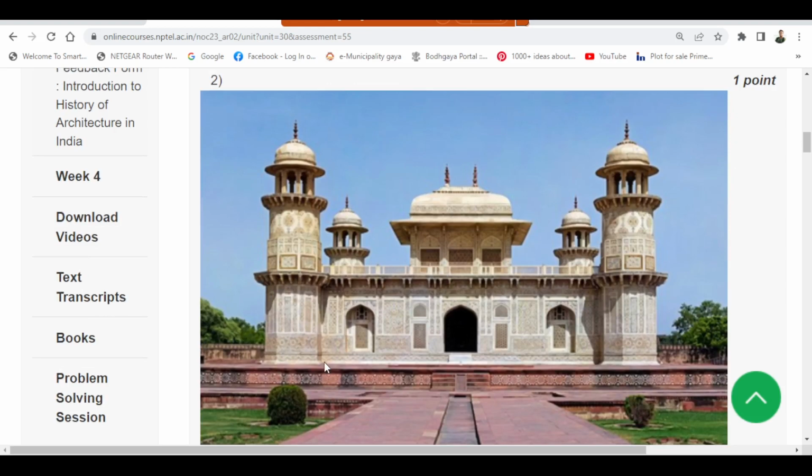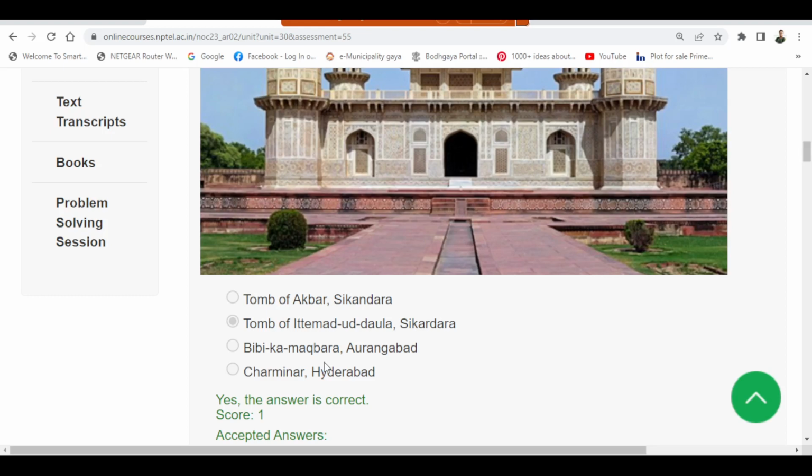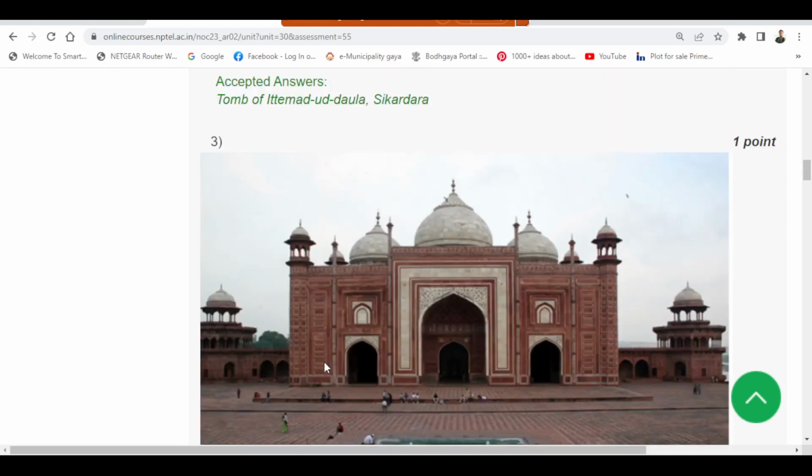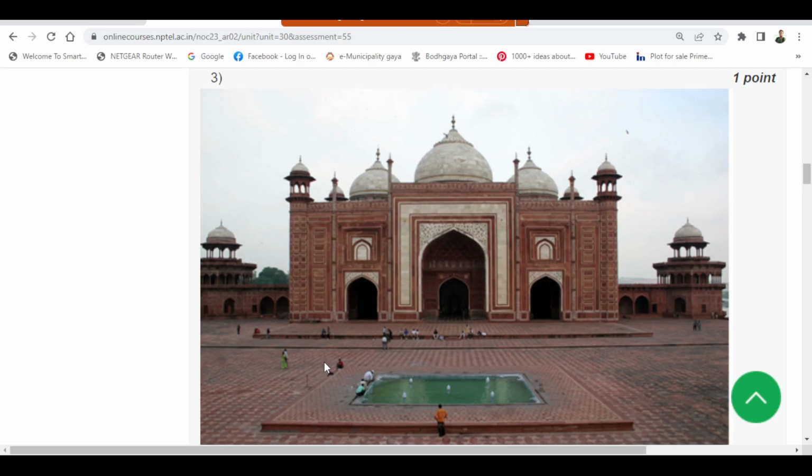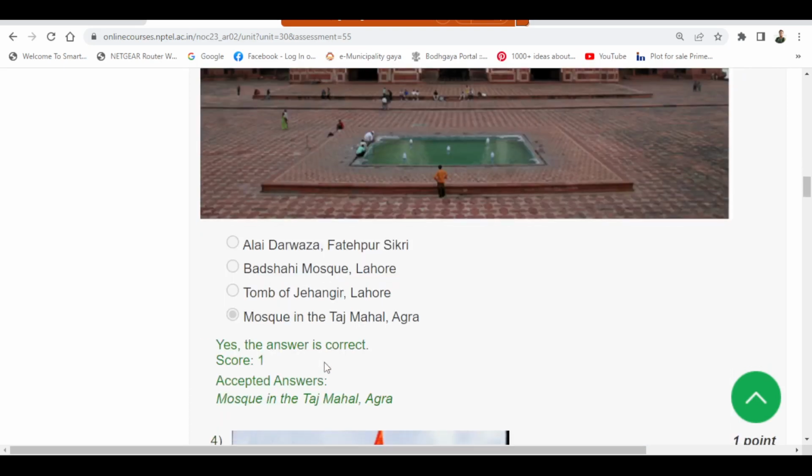Tomb of? Abdullah. Okay, tomb of Itamad ud-Daula of Sikandara. No, of Sikandara. The third question, this is a mosque, I guess. Anyone? Mosque in Taj Mahal, of Agra.